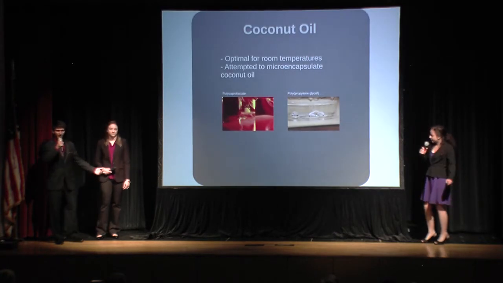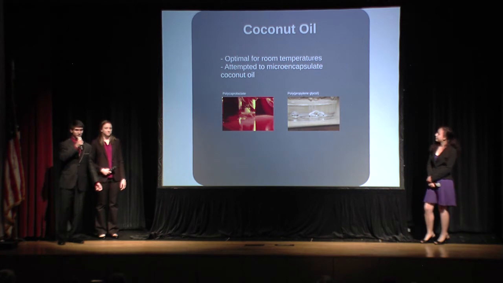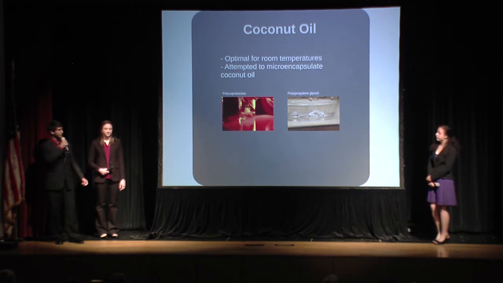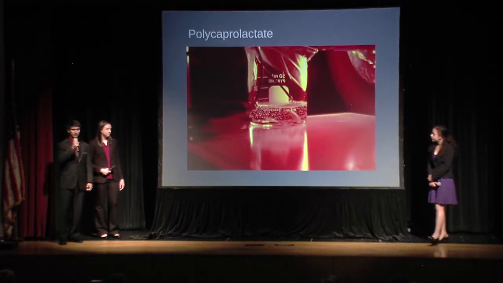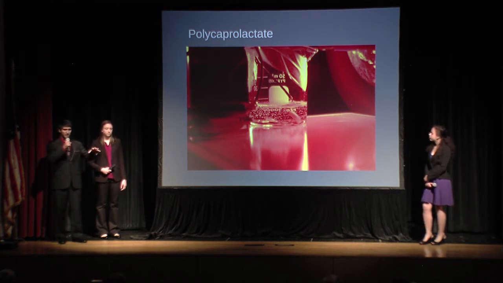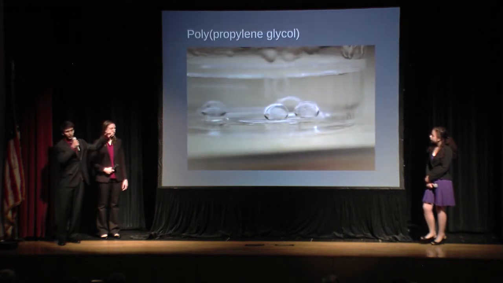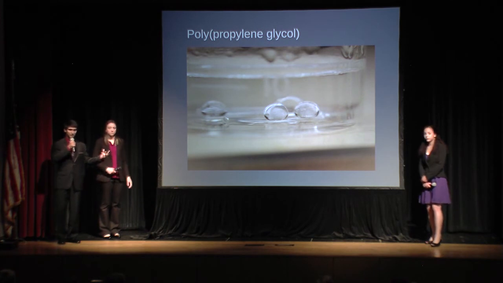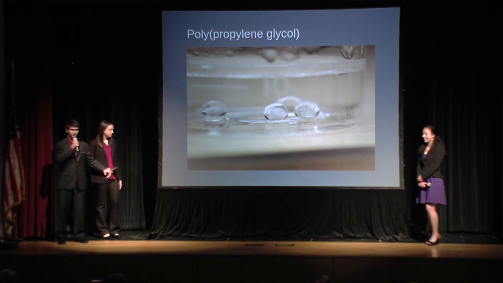So coconut oil. I'm sure most of you have this around your house. We thought that this would be an ideal phase change material to use for our purposes because its melting point is slightly above room temperature. Now we tried micro-encapsulating it with polycaprolactate, but because of the density issue, the coconut oil would sit on top of the polycaprolactate. So then we tried macro-encapsulating it with polypropylene glycol. And what happened with this is that we had it encapsulated, but our future work would consist of extracting those bubbles from the solution.